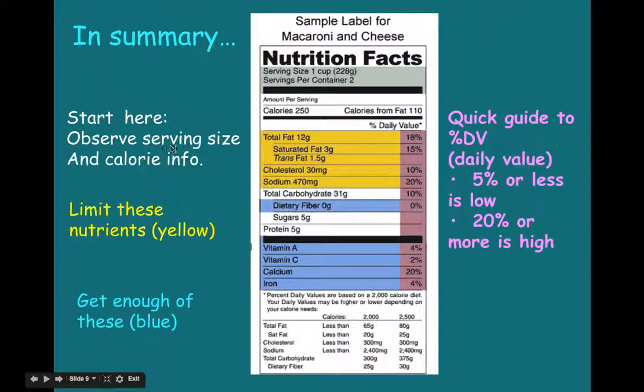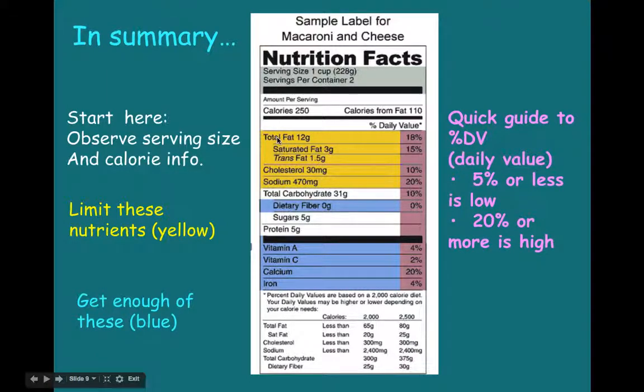We want you to observe the serving size and the calorie info to see how many calories you are consuming, and if you eat less or more than the serving size, to be able to do that math to see how much you're actually consuming. All of the labels that are listed in yellow, you want to try to limit.